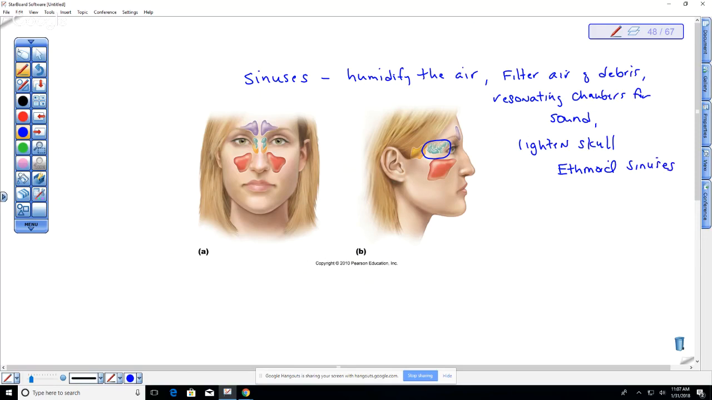Okay. The one that is way in the back is the sphenoid sinus. We also have sinuses up here in our frontal bone. And so that's an easy one to remember. Those are the frontal sinuses. And then we have them in our cheekbones, so our upper jawbone. So these are the maxillary sinuses.